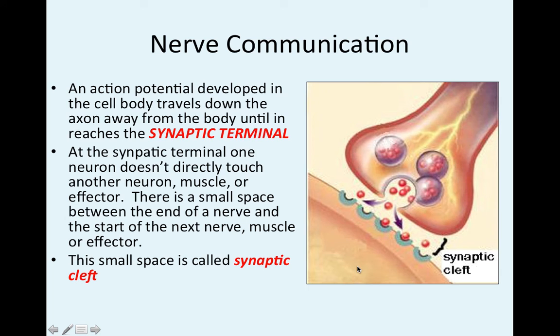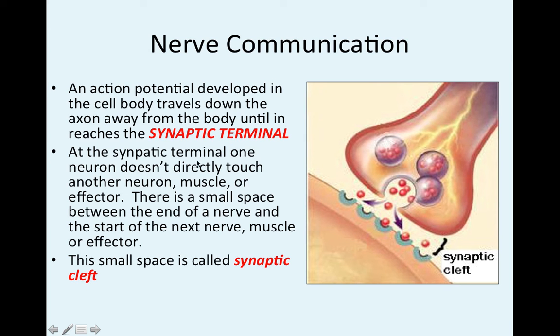So an action potential developed in the cell body travels down the axon away from the cell body until it reaches the synaptic terminal. And that's kind of like our synaptic terminal right at the end here. So here we've got the electricity kind of shown by a lightning bolt. It's coming down, and we're ending here. And it looks like on here we have a gland or an effector, a muscle. We don't have another nerve that's going to be sending another signal.